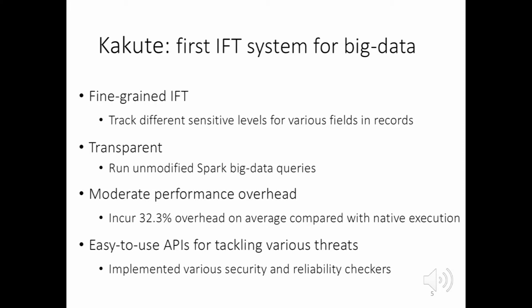Kakute also provides easy-to-use APIs for tackling various security threats. We have implemented several security and reliability checkers, including information flow control, data provenance, and debugging. It can be used for other applications too.